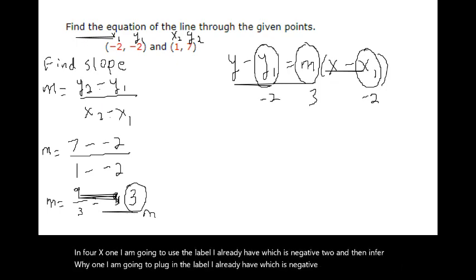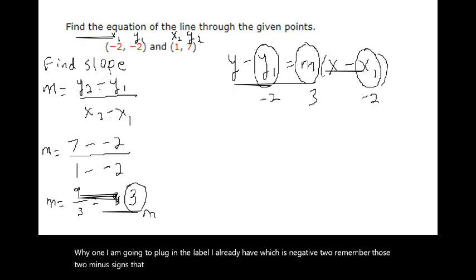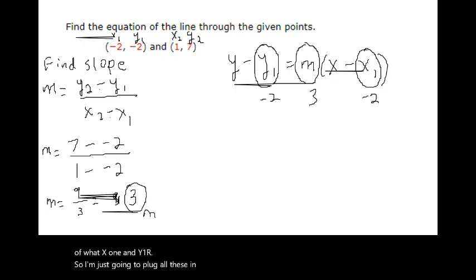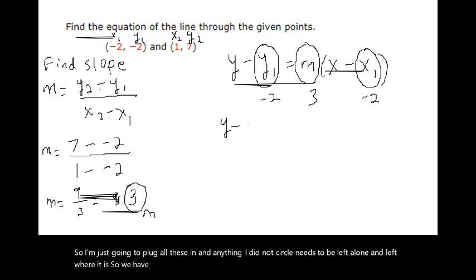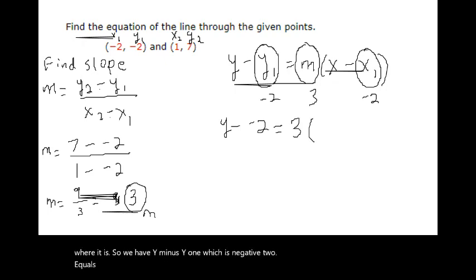Remember, those 2 minus signs that are in point-slope form already exist and are going to stay there regardless of what x1 and y1 are. So I'm just going to plug all these in, and anything I did not circle needs to be left alone and left where it is. So we have y minus y1, which is negative 2, equals m, 3, times x minus x1, which is negative 2.